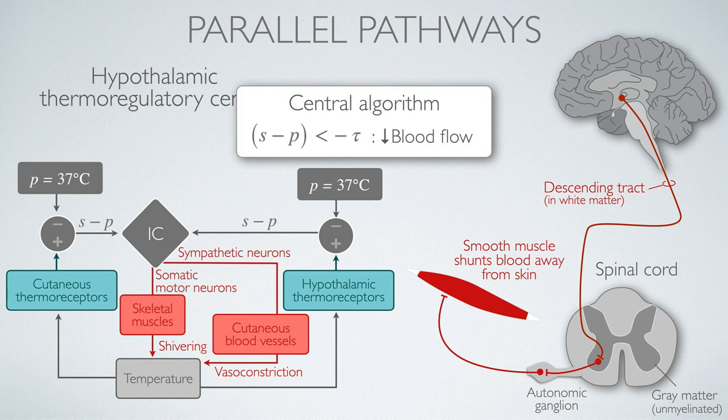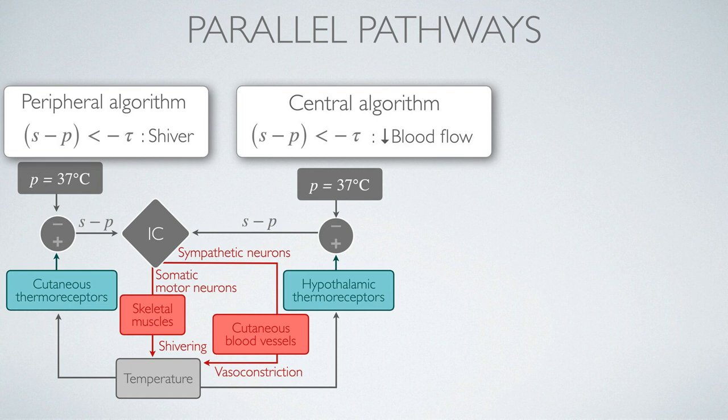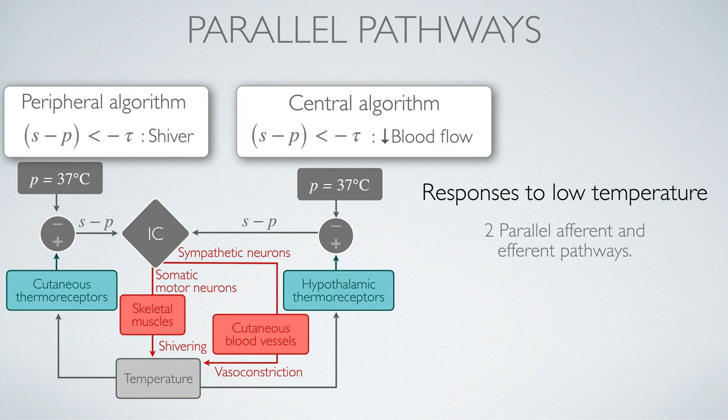So we've got two pathways to deal with low temperatures. There's the central one, and then there's the peripheral algorithm. And we've got two separate afferent pathways, two separate efferent pathways as well. So for responses to low temperature, we have those two parallel afferent and efferent pathways. On the afferent side, there's both peripheral and central sensing. And on the efferent side, there's both a somatic pathway, that's the skeletal muscles, and an autonomic pathway, the cutaneous blood vessels.